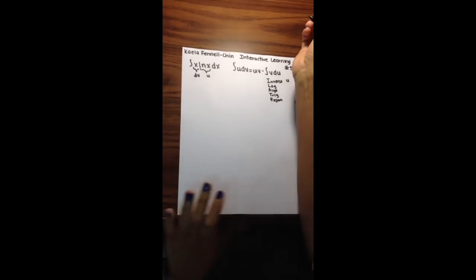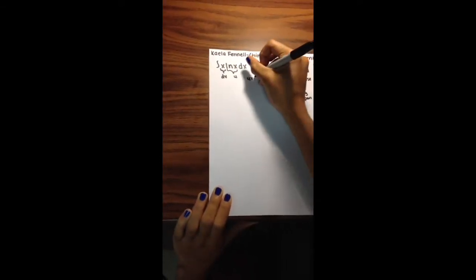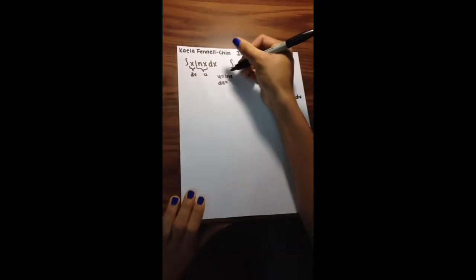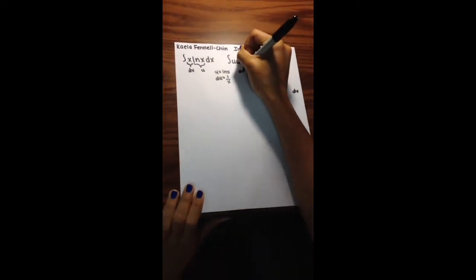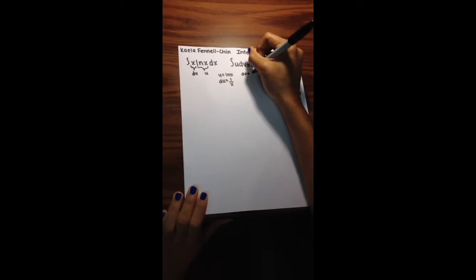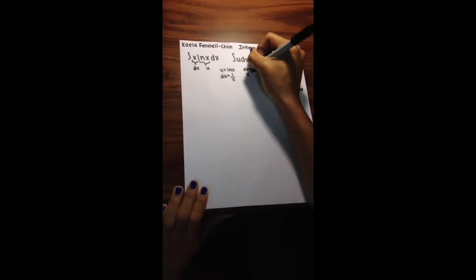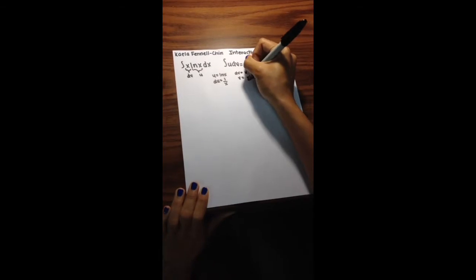Okay, so now we're going to set it up. So u is equal to ln x, du, the derivative of ln x, which we learned in previous lessons, is going to be 1 over x. Then dv is going to be x. And then v, which is the integral of x, is going to be x squared over 2.